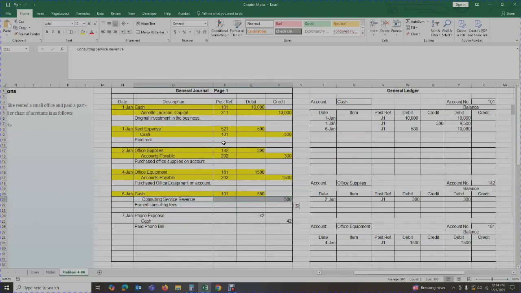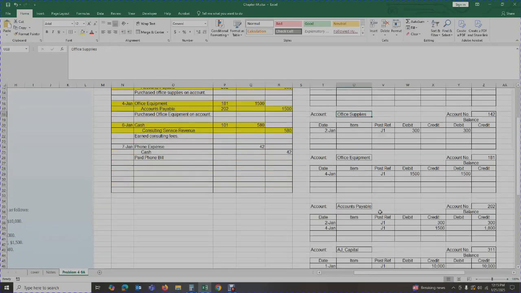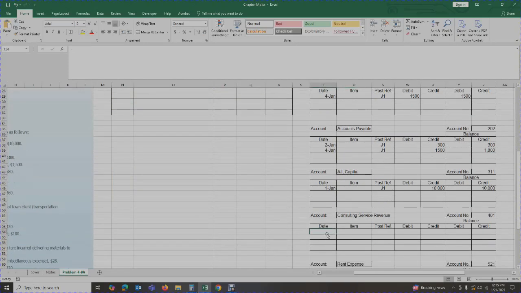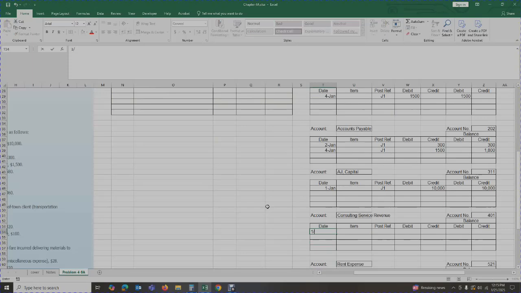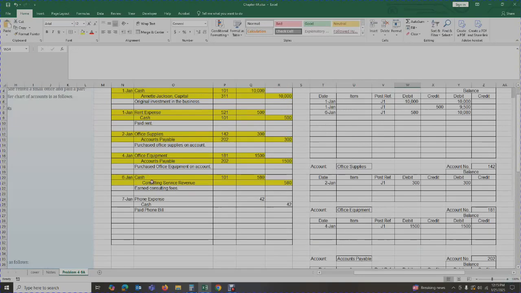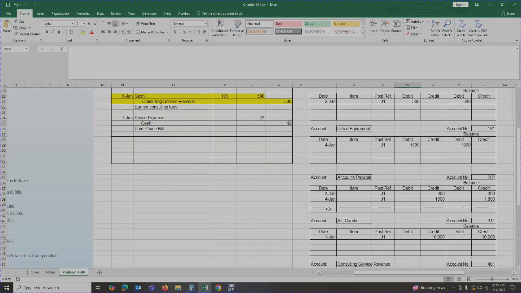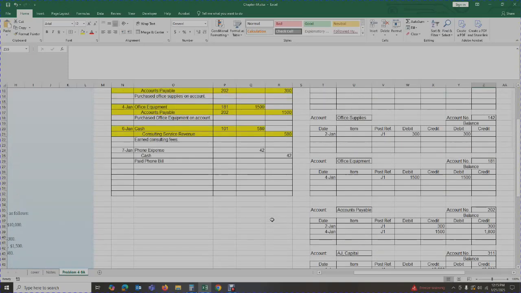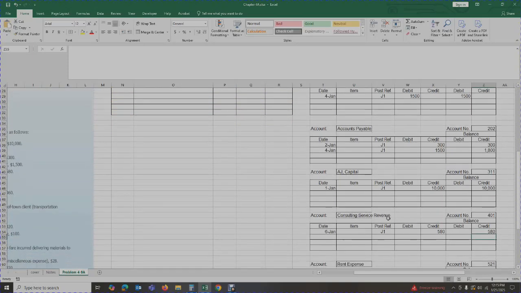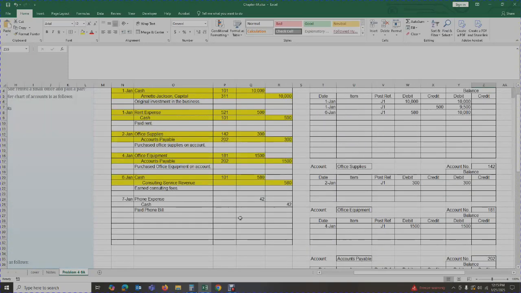Okay, then we have consulting service revenue. So consulting service revenue, we're going to have right here. And this is happening on 1/6. I've got journal 1. And the consulting service revenue is a credit of $580. Therefore, my ending balance will be a credit of $580. And then the account for my consulting service revenue is account number 401. Okay, so we're going to put that there, 401.